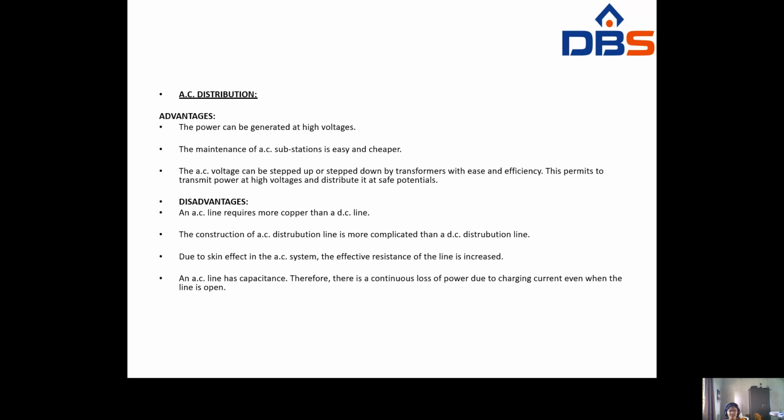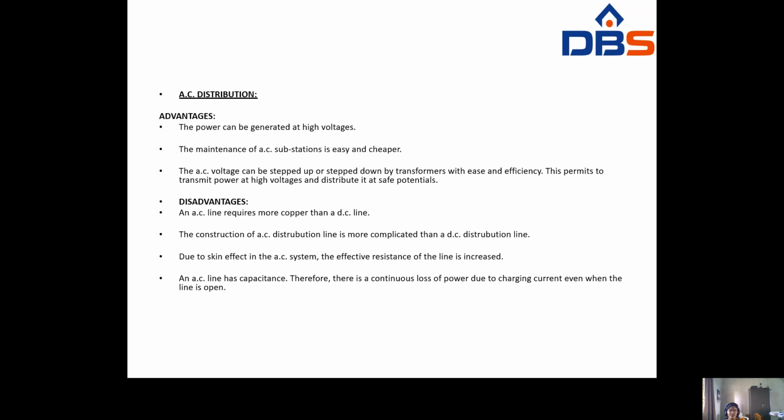The AC voltage can be stepped up or stepped down by transformer. According to our convenience, the AC voltage may be stepped up or stepped down by using the transformers with ease and efficiency. This permits to transmit the power at high voltages and distribute it at safe potentials.